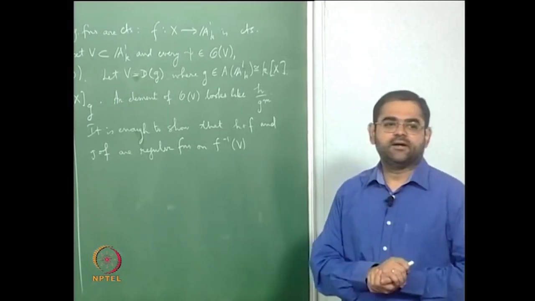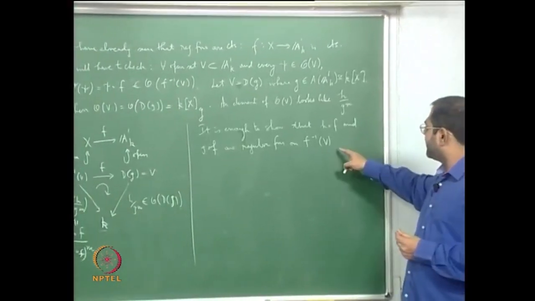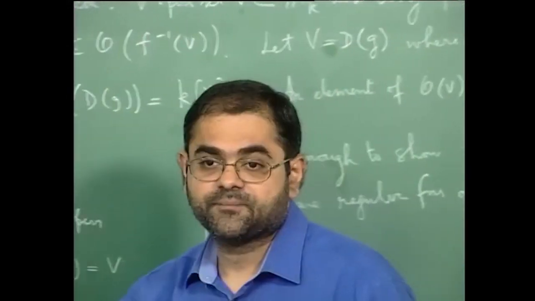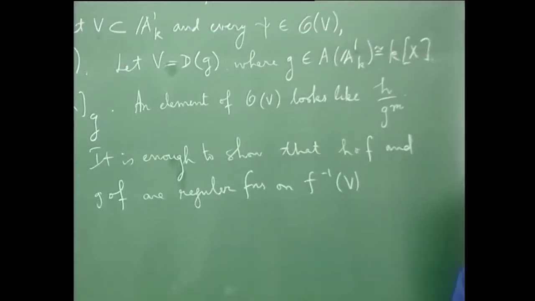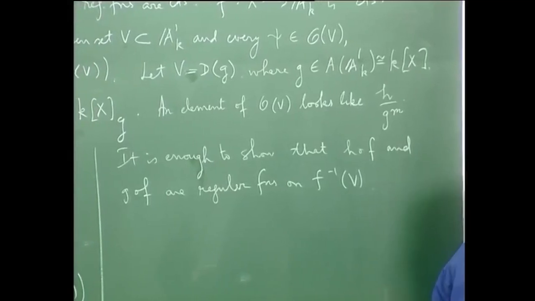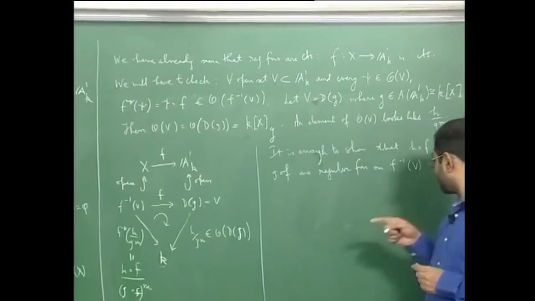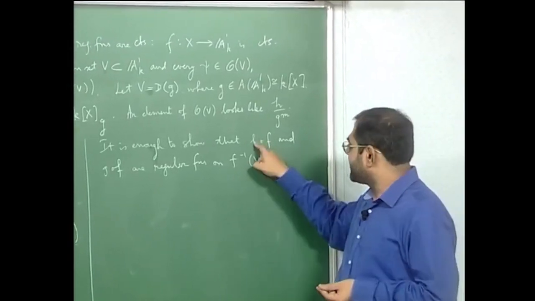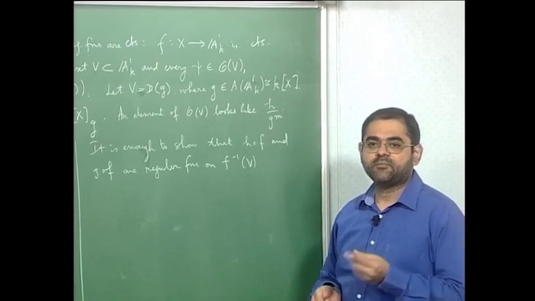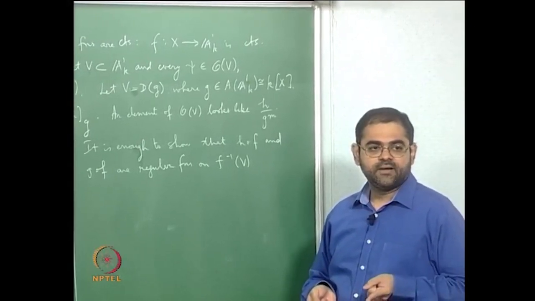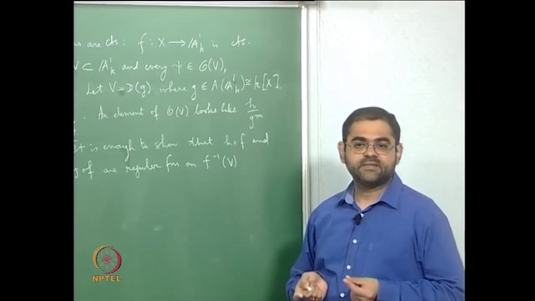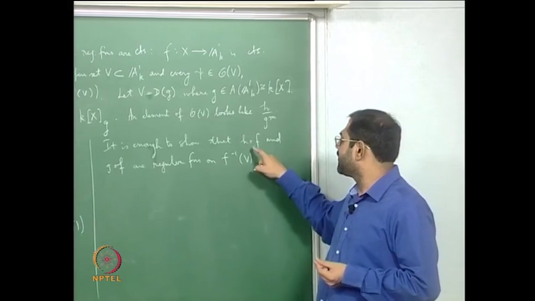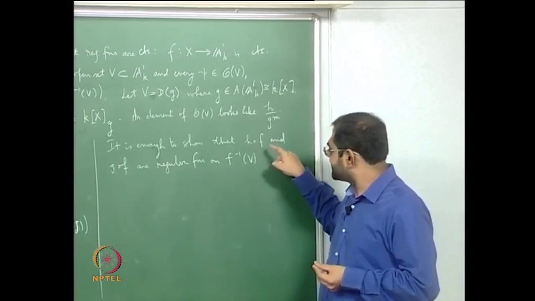Now this is again something that's very very easy to see, because F I started with was a regular function on X. So F is given by a quotient of polynomials in the right number of variables, the number of variables being the dimension of the affine space in which X sits. So F is locally a quotient of polynomials, okay. So H circle F will also be a quotient of polynomials in the same number of variables, because H is just a polynomial in one variable. When I take a polynomial in one variable and substitute for that variable another polynomial in m variables, the resulting thing will again be a polynomial in m variables. It's obvious.